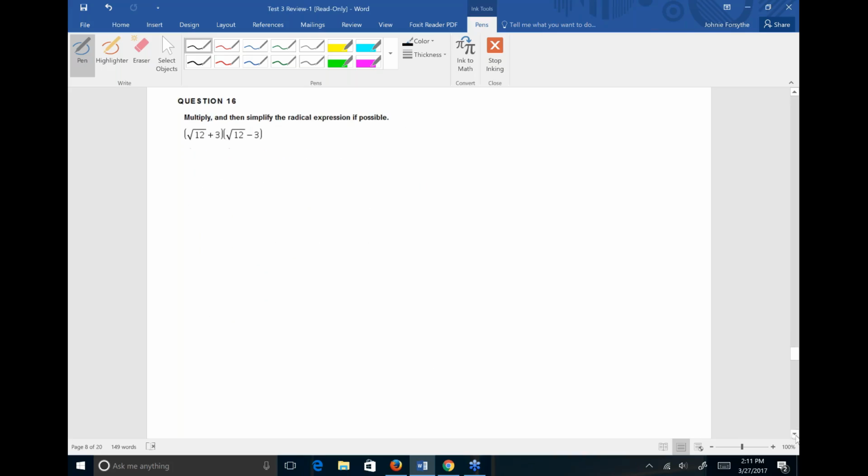16. Multiply and then simplify the radical expression if possible. So we have a binomial times a binomial. The first binomial is the square root of 12 plus 3 times the square root of 12 minus 3. So for a binomial times a binomial, we're going to use distributive property. And the fun way we do that with binomials is to FOIL. So that means we're going to multiply the first terms in the binomials, multiply the outer terms, multiply the inner terms, and then multiply the last terms.